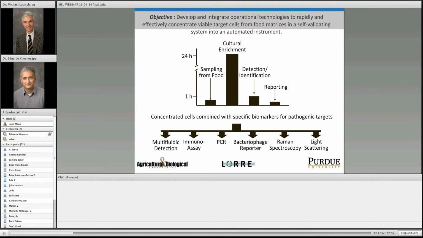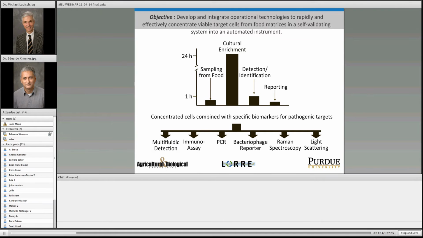The following slide is to give you an idea of the objective of our project, which is to develop and integrate a technology for fast and effective concentration and recovery of target microorganisms from food-related material, from food matrix, using an automated instrument, which is a continuous cell concentration instrument called C3d.